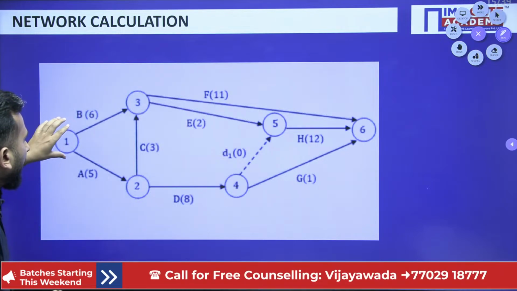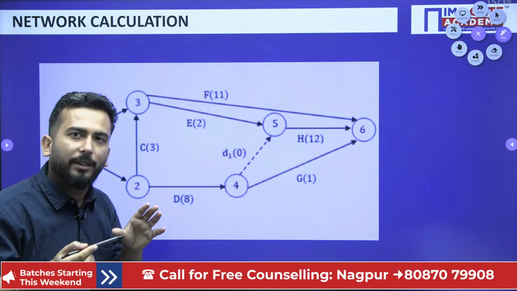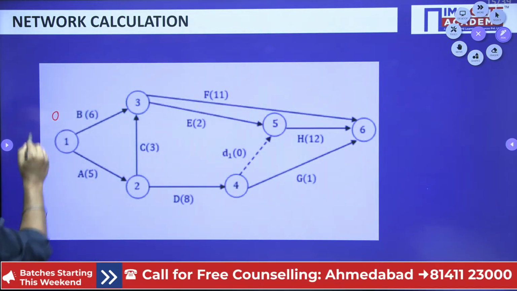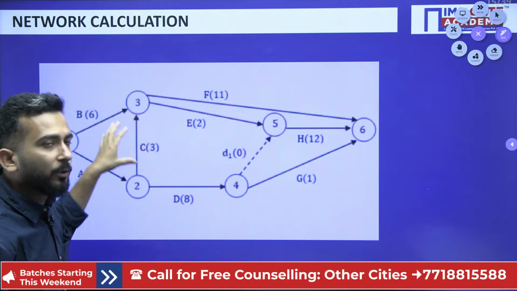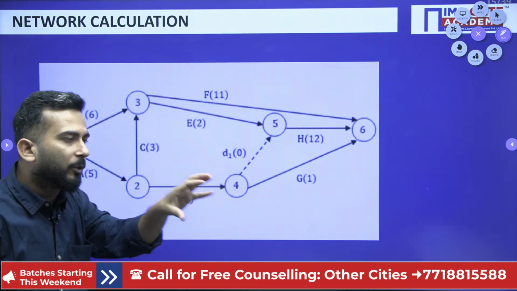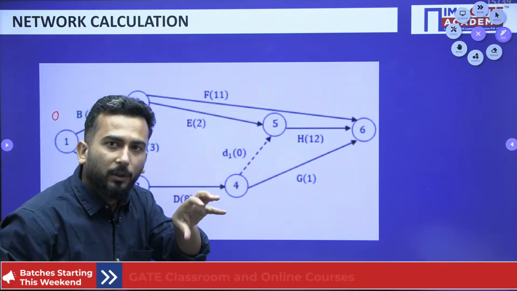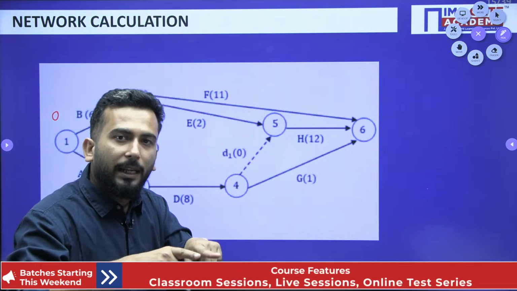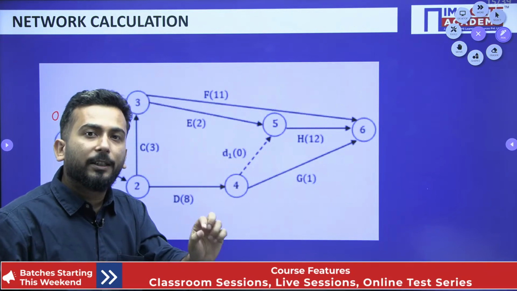I'm going to start from event 1, and whenever any event starts, the starting time we take it as 0. So I've written 0, right? Now we will go from one node to the other node. Whenever I am going to another node, you see in how many ways I can reach that node, and you have to write the maximum time which is needed to reach that node.